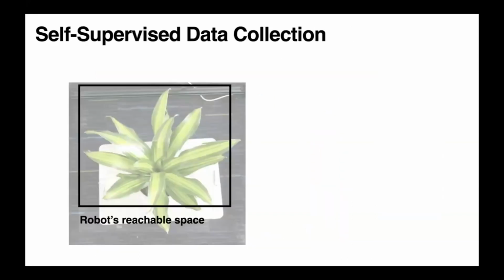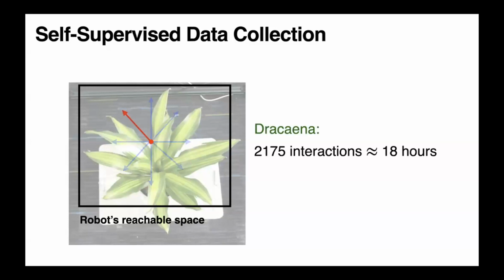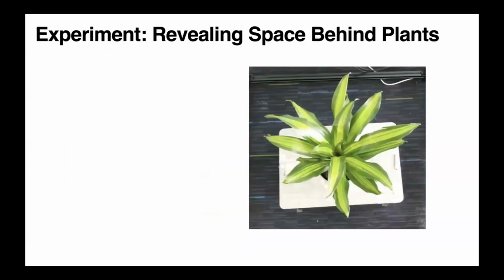As I said, we collected data in a self-supervised way. We just try different actions, compute the outcome of each action, and compute how much space got revealed, and just collect a dataset. In this case, it was some 2,200 interactions collected over 18 hours. So that's what we have. And now we can start playing with this model and seeing what it does.